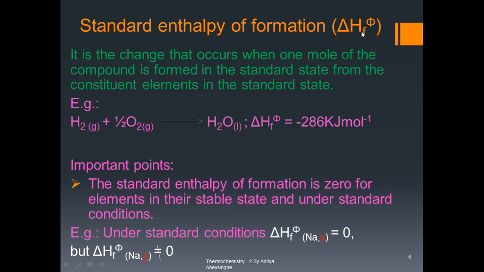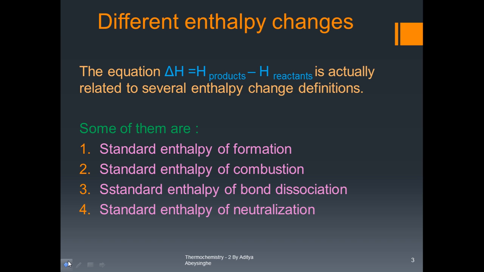Now you know that the enthalpy change is denoted by the symbol delta H. As I mentioned, there are various types of enthalpy changes. Standard enthalpy of formation is one. There are also the standard enthalpy of combustion, standard enthalpy of bond dissociation, and standard enthalpy of neutralization. All these are enthalpy changes, and delta H is only the enthalpy change for some reaction.